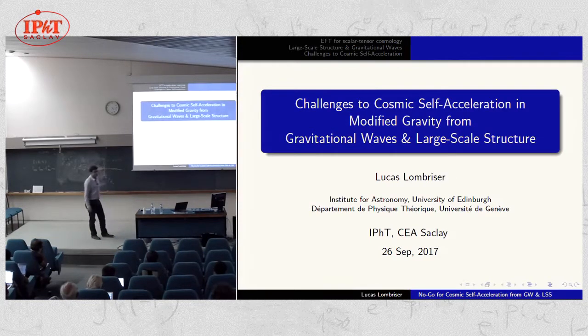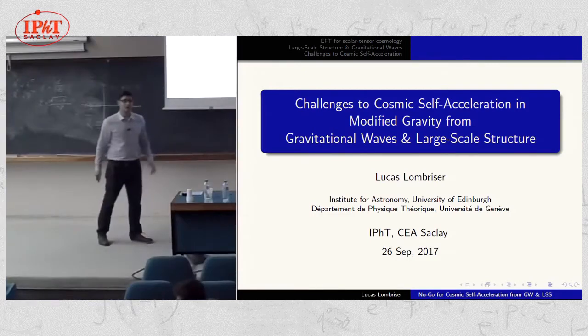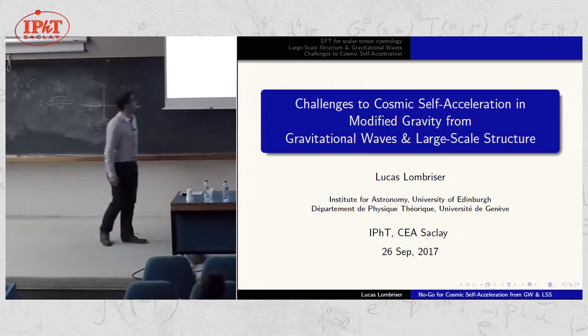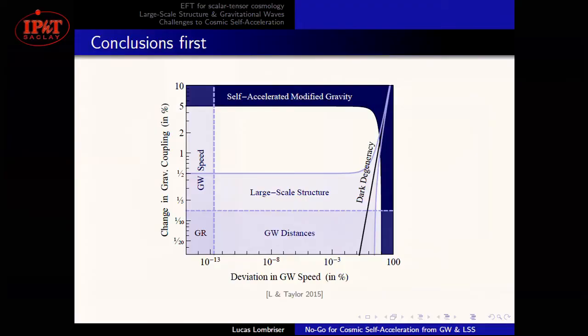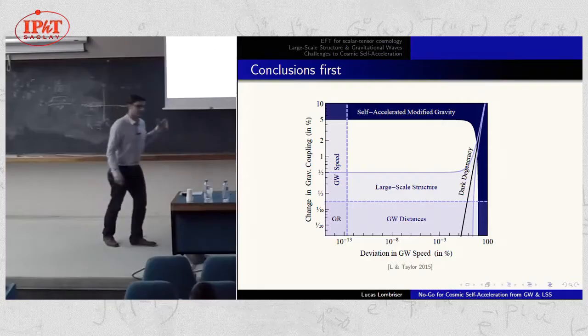And as the title says, I'm going to talk about some challenges that the concept of a cosmic self-acceleration from modified gravity faces, in particular when confronted with the combination of gravitational wave and large-scale structure observations. When I say modified gravity here, what I really mean is that I will restrict to Horndeski theories. And because it's late, and people are probably waiting for the coffee break, I'll give you the conclusions first.